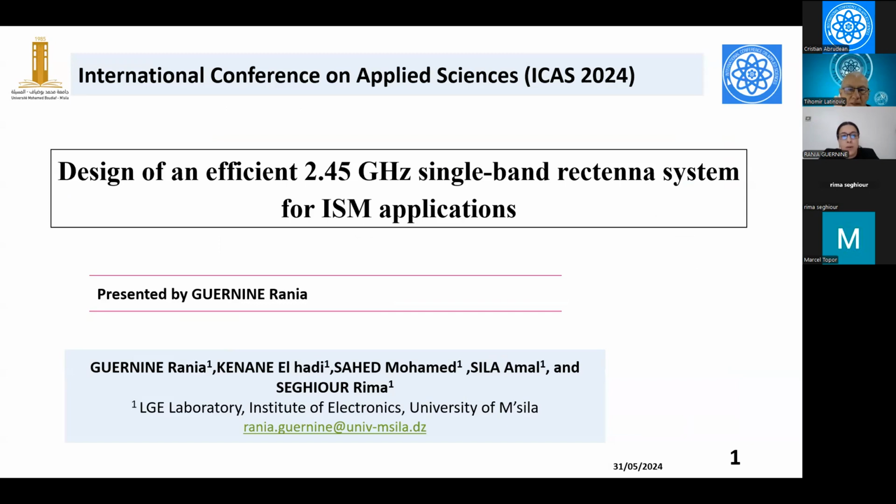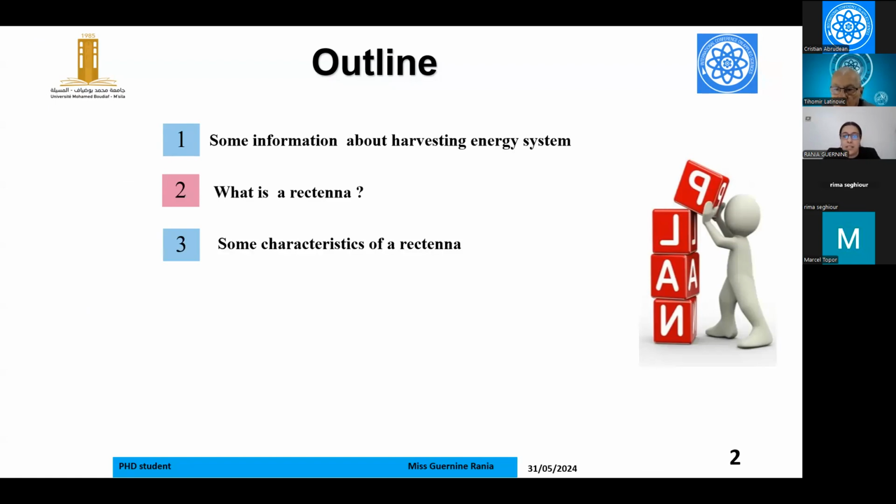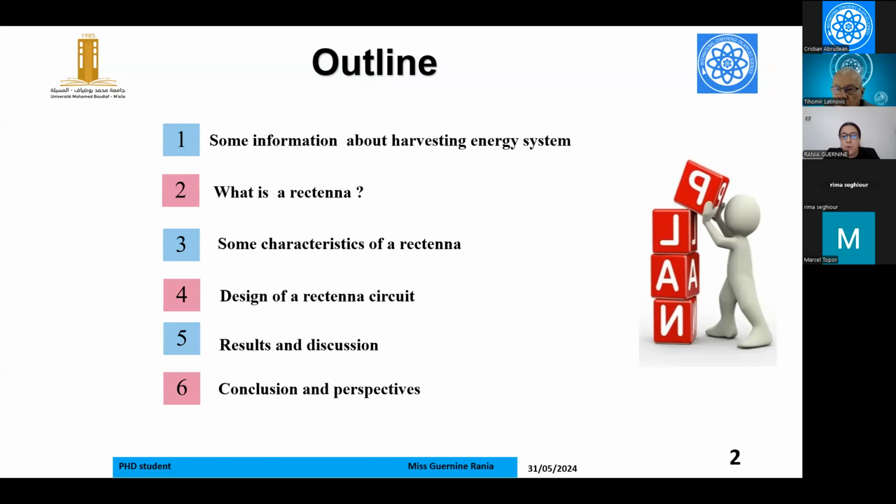Today, I'm going to talk about the design of an efficient 2.45 gigahertz single band rectenna for ISM applications. As an outline, our presentation is structured as follows. First, I'm going to give you some view about energy harvesting systems. Then I'm going to give you some information about rectennas and their characteristics. After that, to evaluate the performance of our circuit, some study must be done. Then, at last, some concluding points will be given.